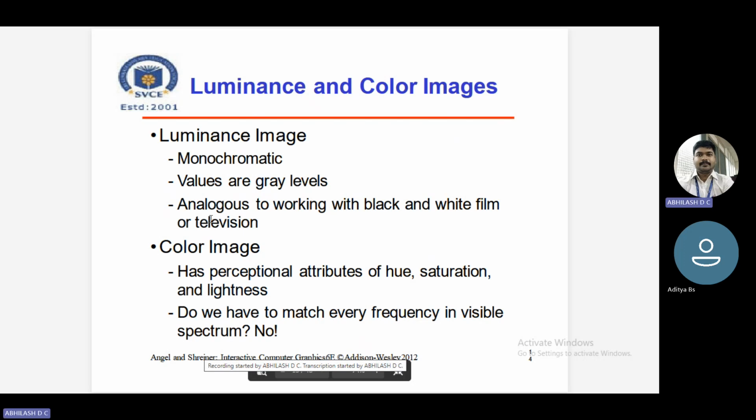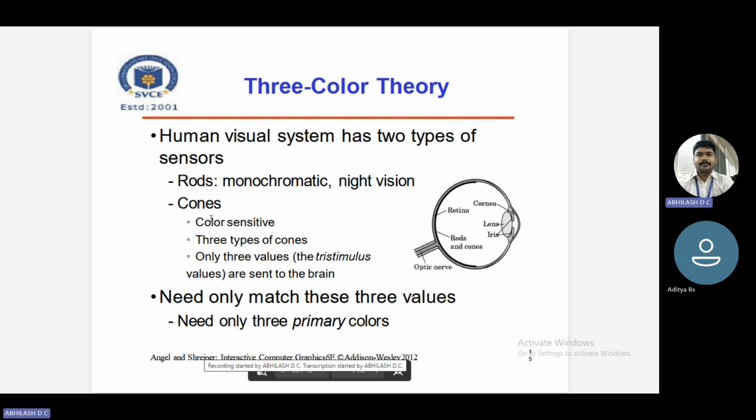The next question is, how is the image formed on the eye? So we go for the three color theory. This is also an important question for module 1, where the question can be: explain how the image can be formed on the retina or on the eye.